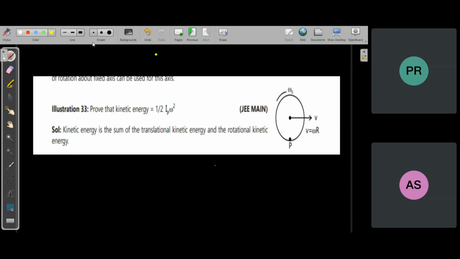Sorry, that is wrong. MR square about the axis passing through P is valid only if the axis is in the plane of the disk or perpendicular to the plane of the disk. Sir, it's perpendicular to the plane of the disk. So then it will not be MR square. Yes, sir. So then how are you getting the answer?